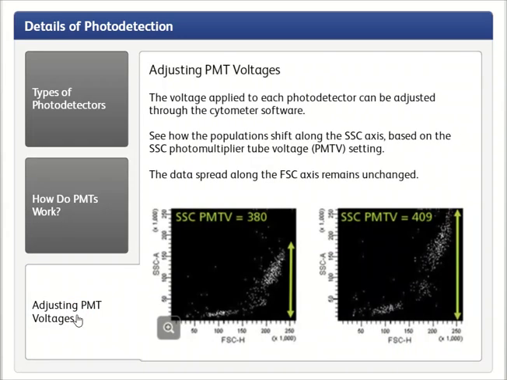The voltage applied to each photodetector can be adjusted through the cytometer software. What effect do changes in PMT voltages have? The PMT voltage affects the display of the data. See how populations shift along the side scatter axis when its PMT voltage is increased or decreased. Notice that the data spread along the forward scatter axis remains unchanged.